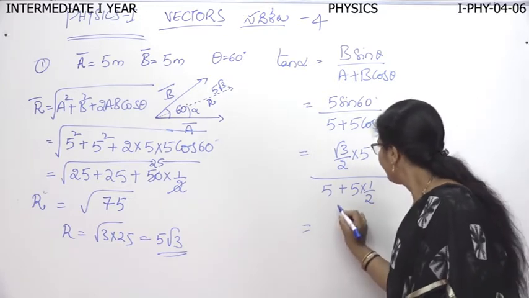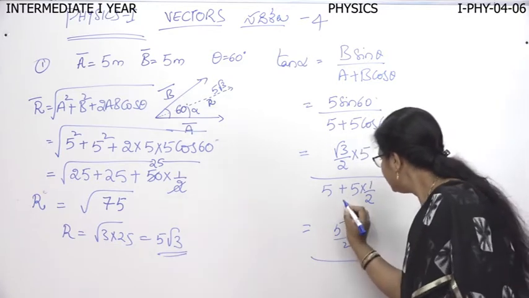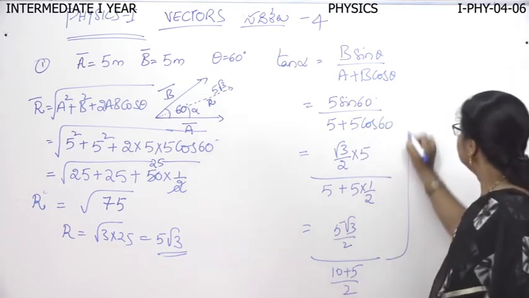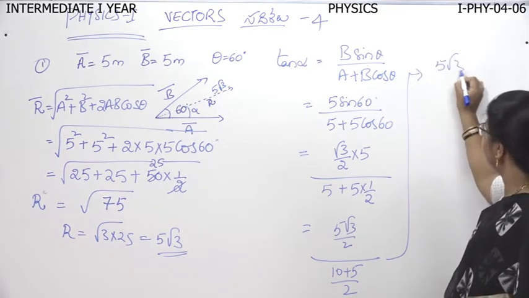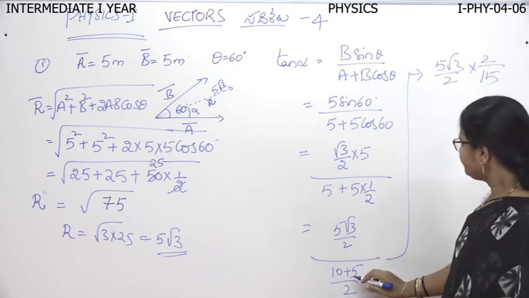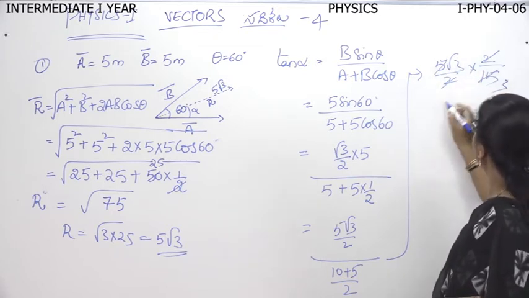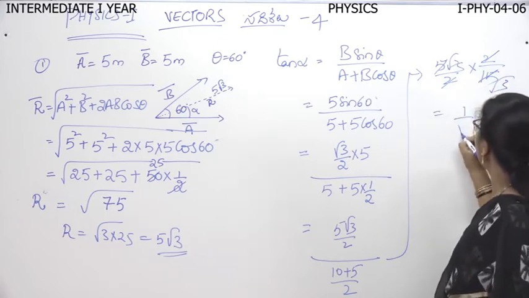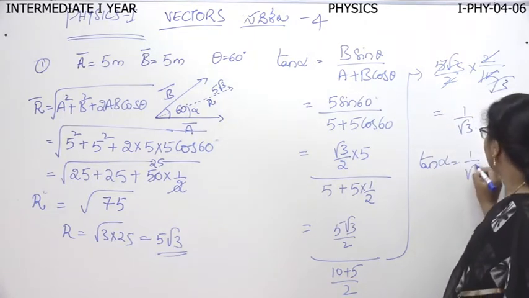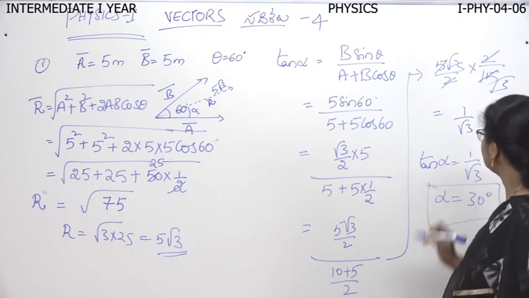So what will this be? 5 root 3 by 2, the whole divided by, if you take the LCM, 10 plus 5 by 2. This is 5 root 3 by 2 into 2 by 15, isn't it? The 2s cancel, and of course 5 threes are 15. Again if you cancel, this will be 1 by root 3. So what is your tan alpha? This is 1 by root 3. So the value of alpha is 30 degrees, isn't it? The value of tan 30 is 1 by root 3, no?